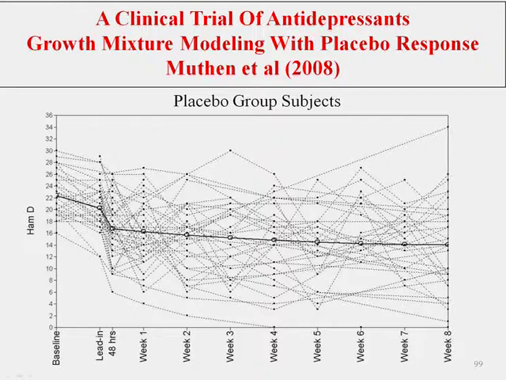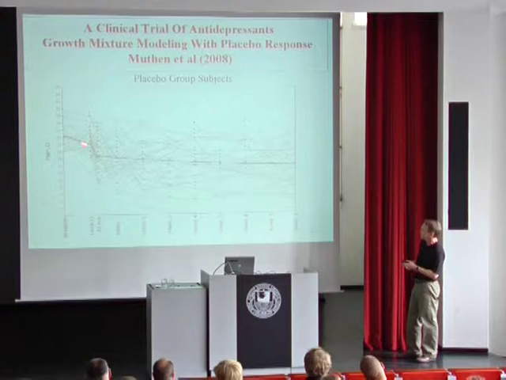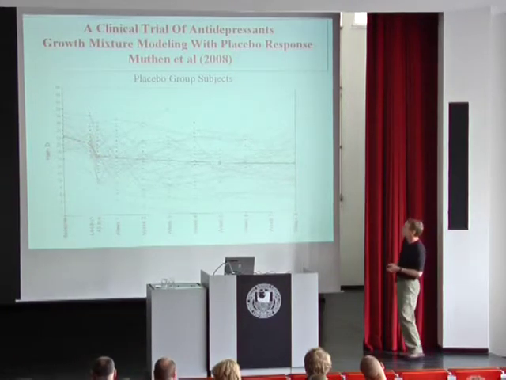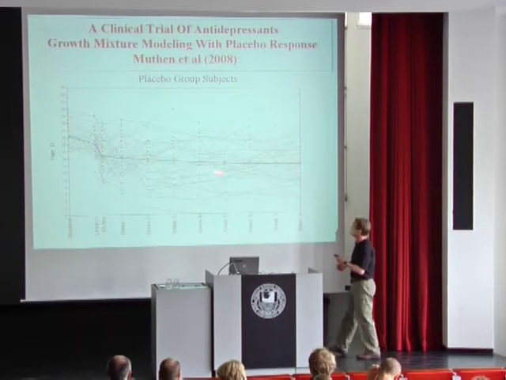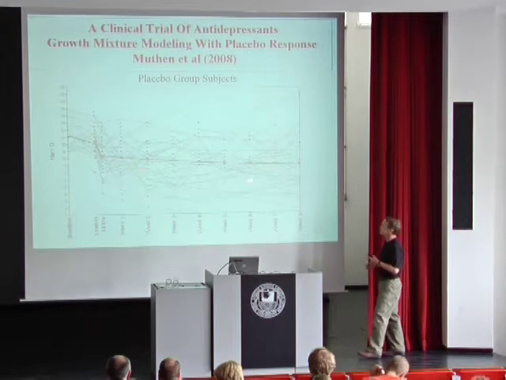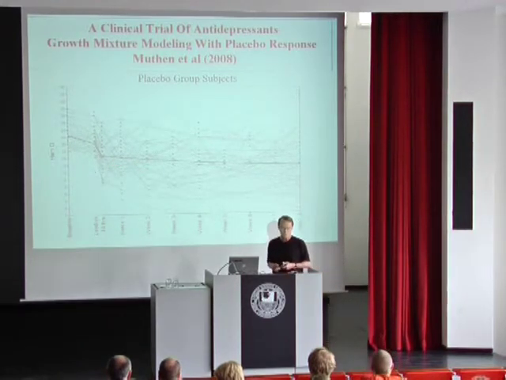The only feature is that we have a piecewise analysis where we have two measures before the randomization and then a number of measures afterwards. So we have one piece of the growth model here and a second piece here. But otherwise, it's a standard model. We see that although the mean captures a general trend on average, we have a lot of heterogeneity, a lot of variability around that trend.